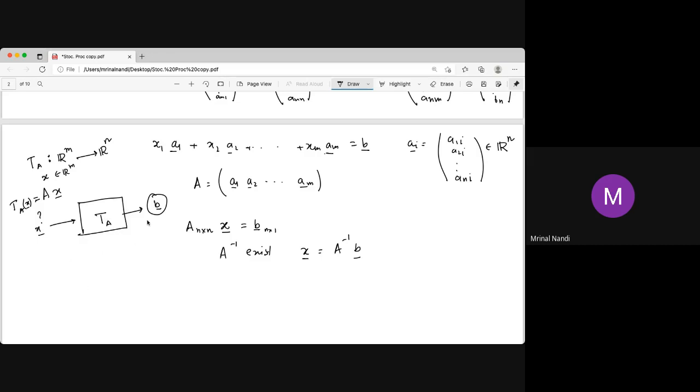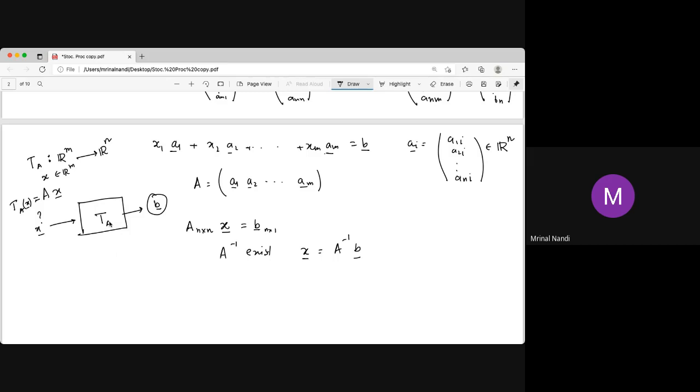If it is onto, then this function has a solution for every b. If it's not onto, then some b have a solution, and some b have no solution. And if it is injective, then every b has a unique solution. And if it is not injective, then some b may have a unique solution, and some b may not. So this question is actually related to whether this linear transformation is surjective, bijective, or injective.